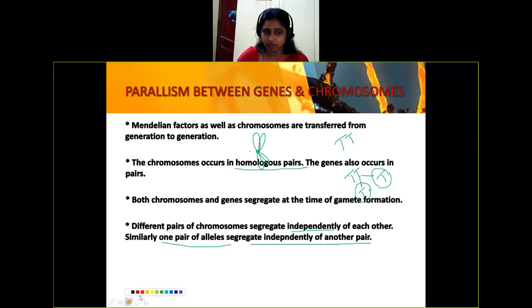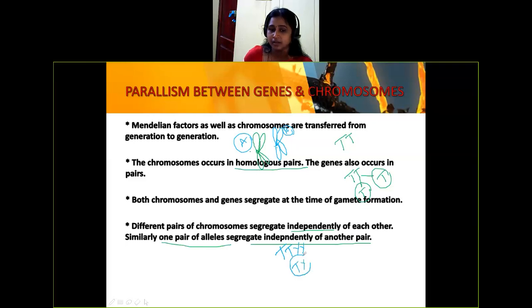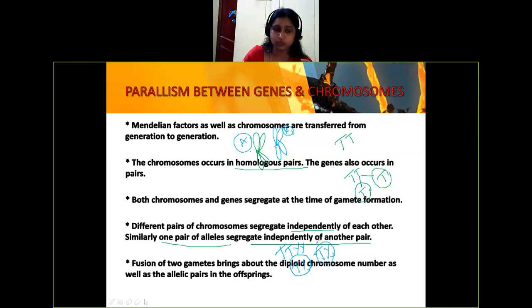Once again, I'll draw with a different color. So different pairs, as I told in the previous slide, are homologous. Why are they segregating? They will not depend on each other. The same way, in the dihybrid cross we saw capital T and another one, capital Y. I've taken the size of the plant and the color of the cotyledon. They segregate independently and they come as capital T, capital Y, capital T, capital Y. So hence this point is also verified.